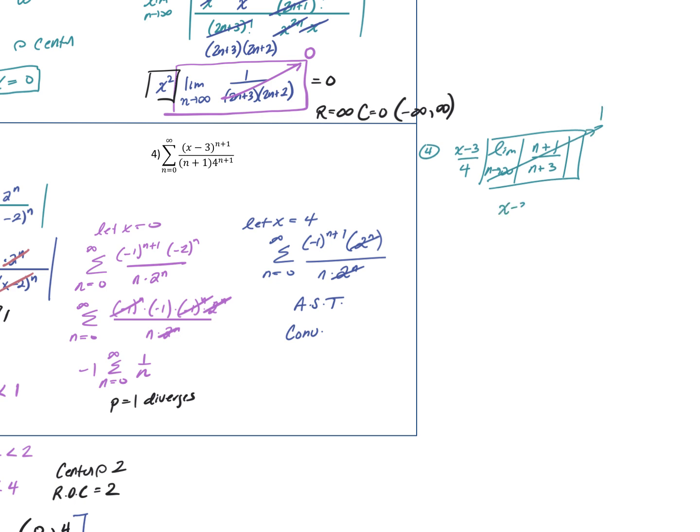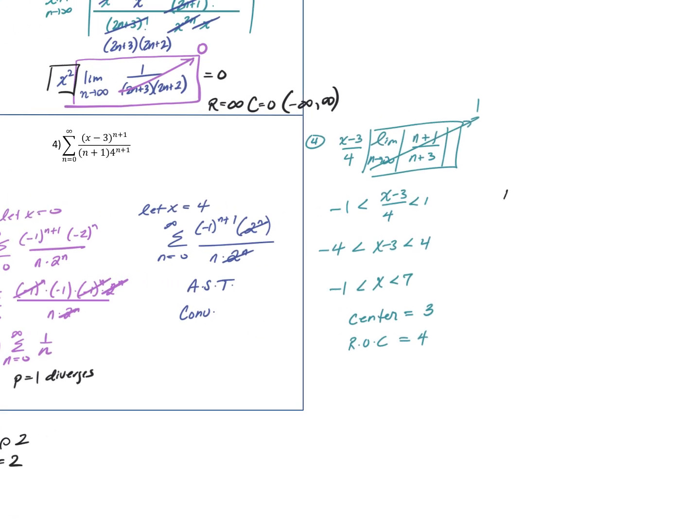So I have x minus 3 over 4 less than 1, greater than negative 1. So I get x minus 3 is less than 4. And then greater than negative 4. So we get x is less than 7, greater than negative 1. So the center here is 3. The radius of convergence we can say is 4. But the interval of convergence, we're going to need to test the endpoints. So we're going to test the endpoints.